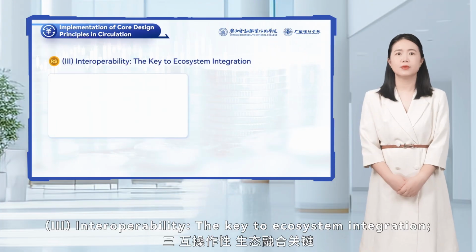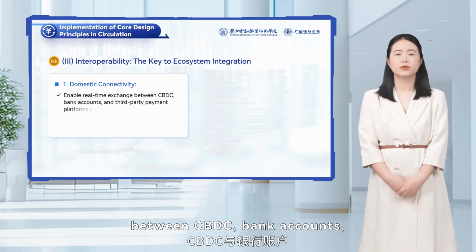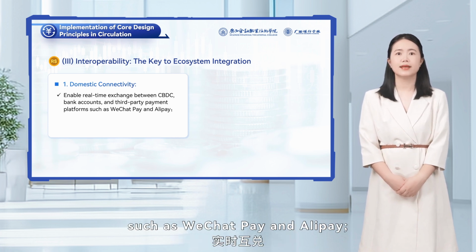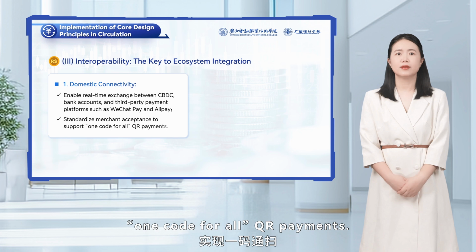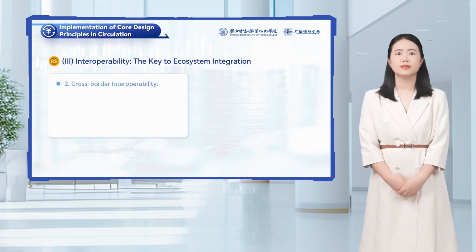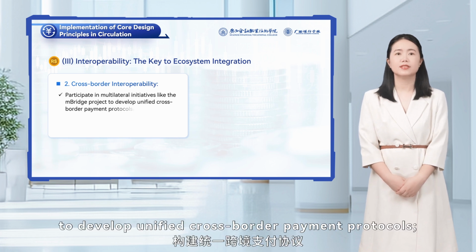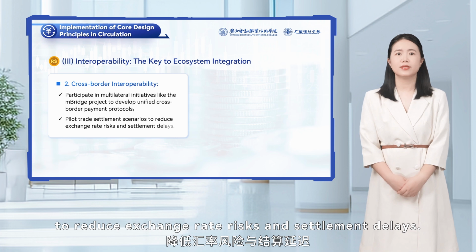3. Interoperability, the key to ecosystem integration. 1. Domestic connectivity. 1. Enable real-time exchange between CBDC, bank accounts, and third-party payment platforms such as WeChat Pay and Alipay. 2. Standardize merchant acceptance to support one code for all QR payments. 2. Cross-border interoperability. 1. Participate in multilateral initiatives like the mBridge project to develop unified cross-border payment protocols. 2. Pilot trade settlement scenarios to reduce exchange rate risks and settlement delays.